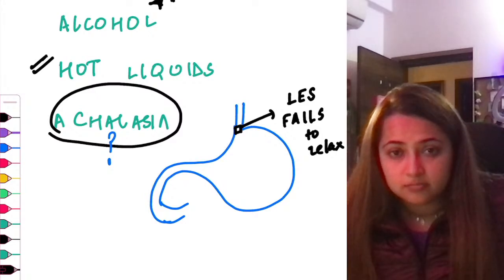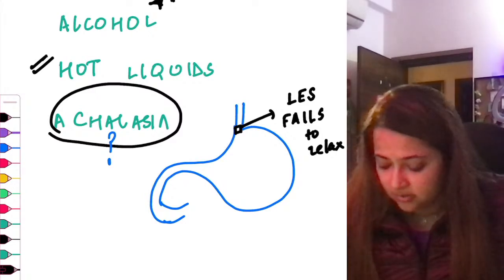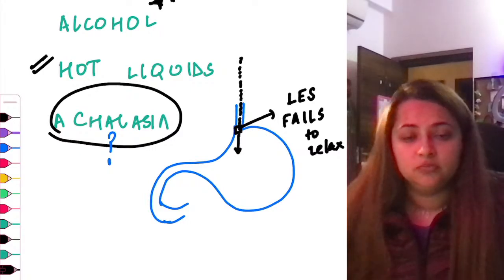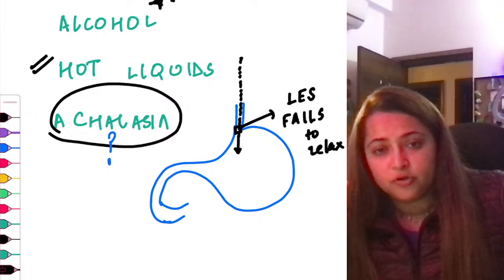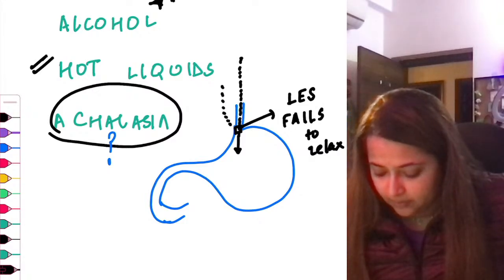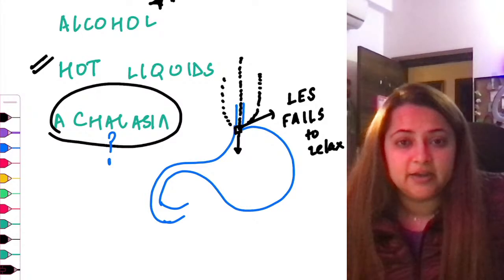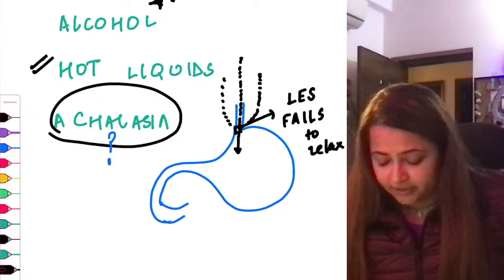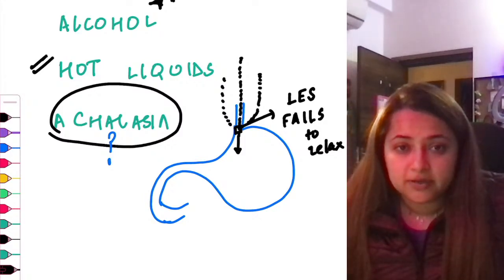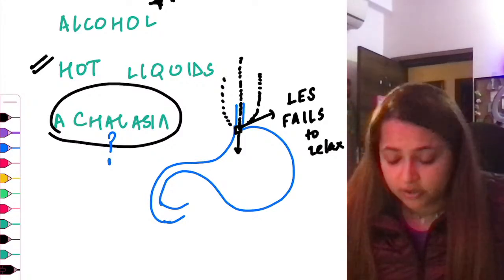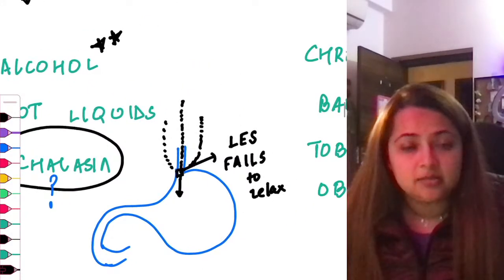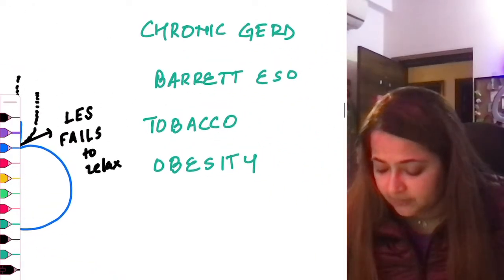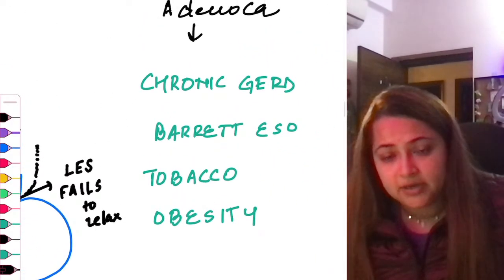So what is the consequence? The patient will have problems in swallowing. The food particles won't be able to properly go into the stomach. So what will happen? There will be dilatation of the lower esophagus. Another point here: the patient will have dysphagia, that is difficulty in swallowing. So achalasia is a risk factor for squamous cell carcinoma of the esophagus. Remember this important point.